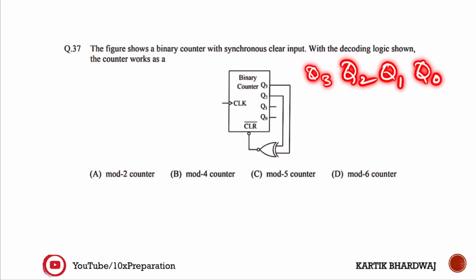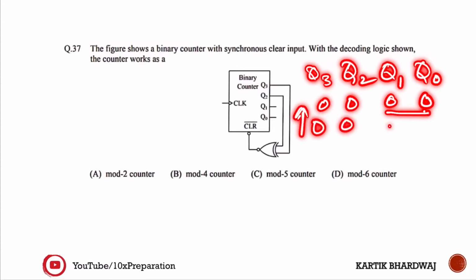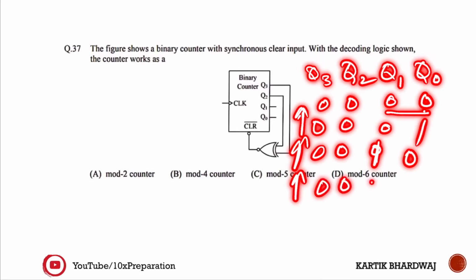Initially we start from 0 0 0 0. It is not given whether it is an up counter or a down counter, but I am considering it by default as an up counter. Whenever the clock pulse comes, it becomes 0 0 0 1. When the next clock comes, 0 0 1 0. The next clock, 0 0 1 1. Again the next clock, 0 1 0 0.